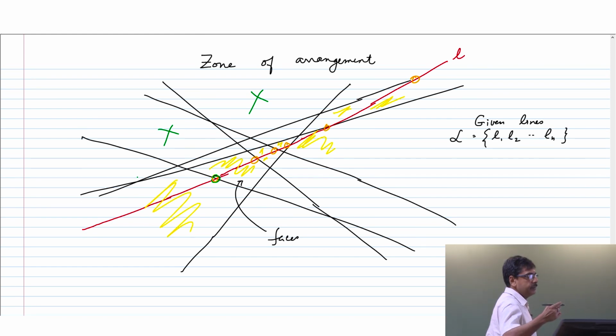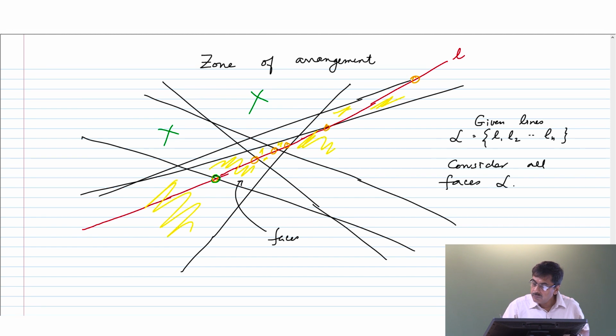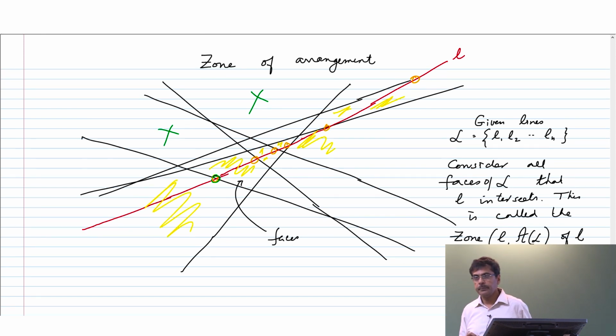Now, what I am interested in is, so consider all faces of the arrangement that L intersects. This is called the zone. Okay. That is a zone.